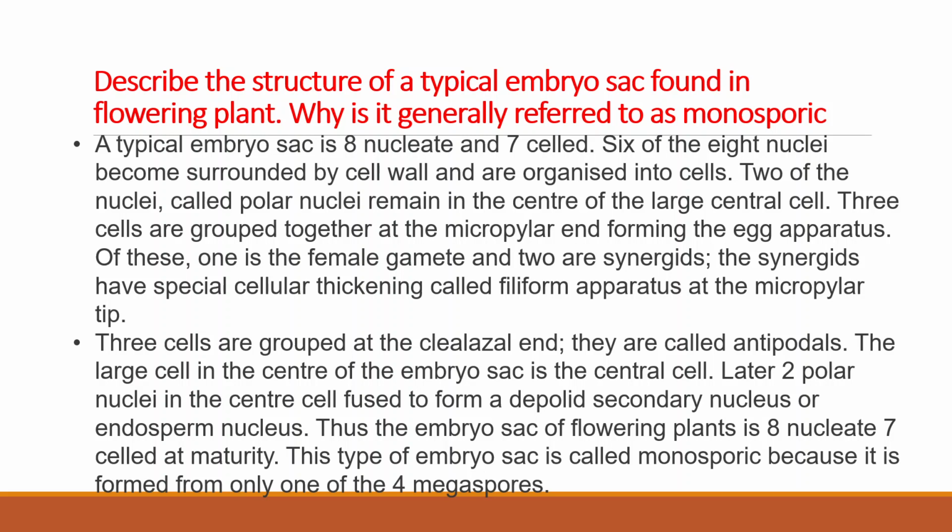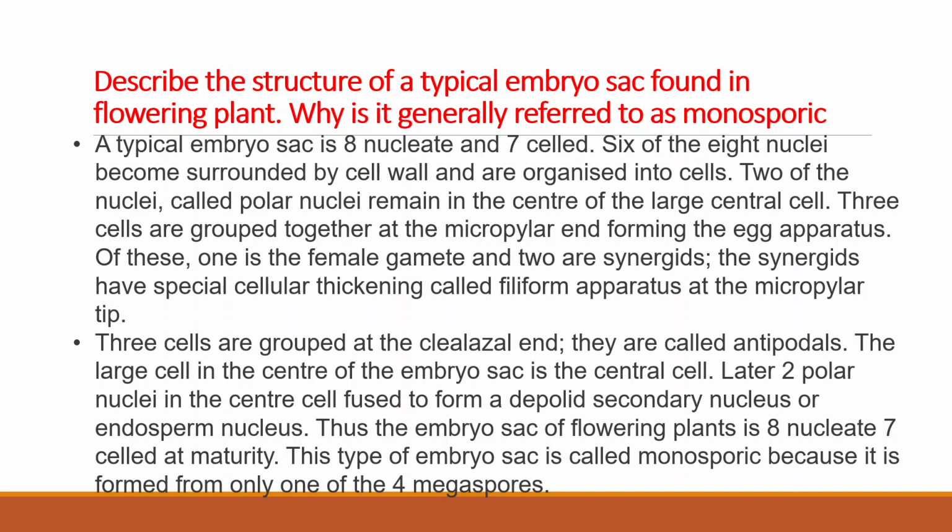So, 6 of the 8 nuclei become surrounded by cell wall, as I have shown already in the earlier diagram, and are organized into cells. 2 of the nuclei, called polar nuclei, remain in the center of the large central cell. In the center, the polar nuclei will be there like 2 dots.